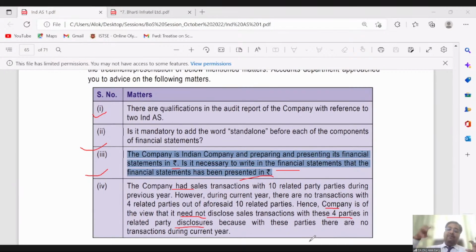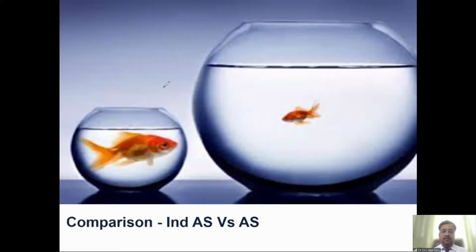And in the comparative, anything which is there but not in the current year could be nil, but the comparative number needs to be given in the notes to accounts. So the company's contention is wrong here. The company has to give the related party disclosure for all those 10 parties, okay? For all those 10 parties. Is it clear? I hope it is clear to all of you. Good.